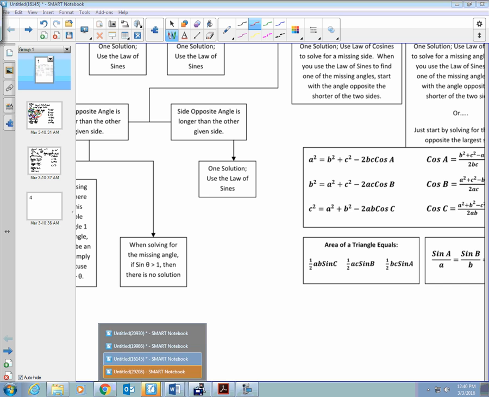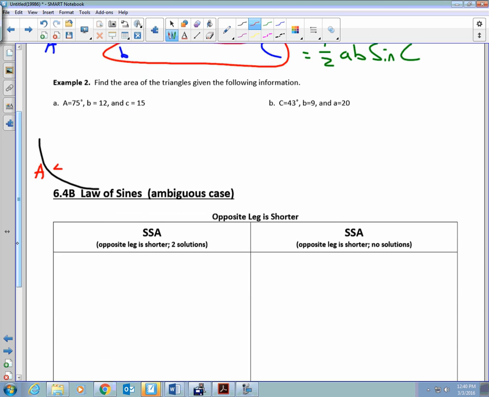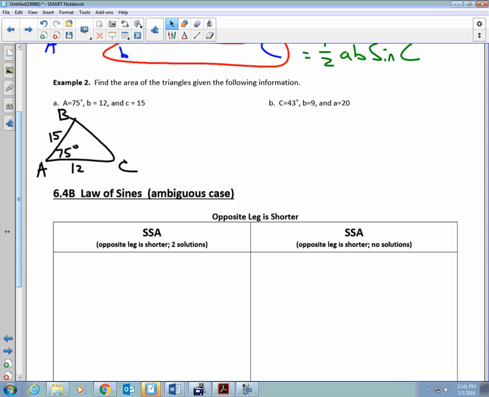Go back to your example. Example 2 says find the area of the following triangles given those conditions. So if we have ABC, we know angle A is 75 degrees, side B is 12, side C is 15. Do you have two sides? Do you have the angle that is included between the two sides? So in order to find this, the area is simply equal to 1/2 times the two sides times the sine of the included angle.